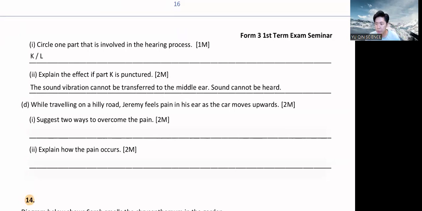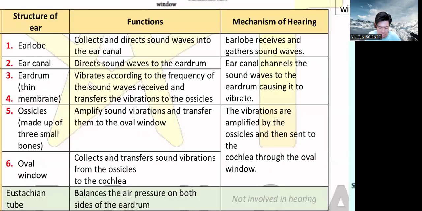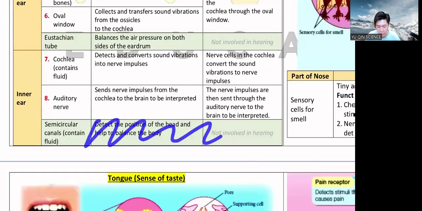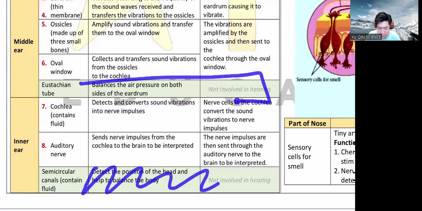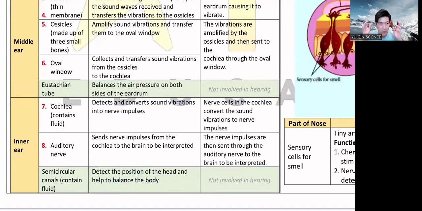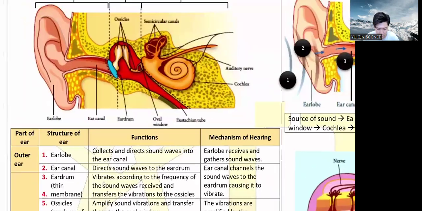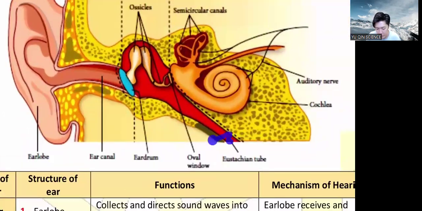Okay, good. Next one. While traveling on a hilly road, Jeremy feels pain in his ear as the car moves upwards. This one I think is about the Eustachian tube, all right? That's to equalize your pressure. You feel the pain because the pressure in your head is pushing your eardrum. The red part has pressure in it, so it pushes your blue eardrum, or the other way around on the outside.